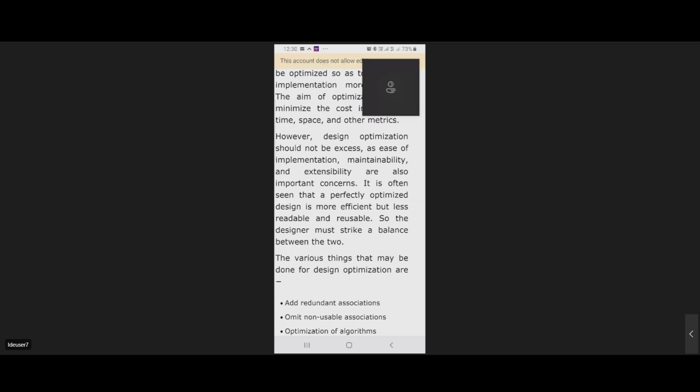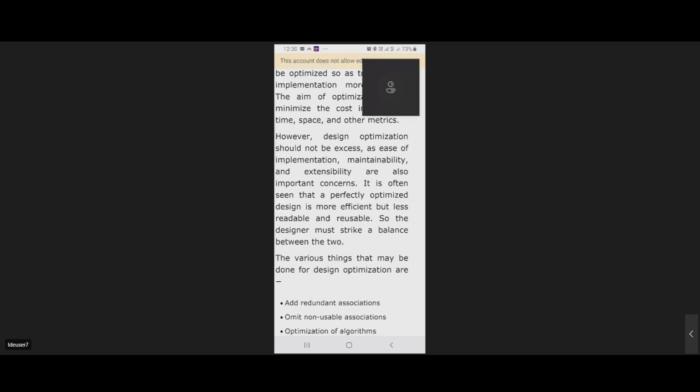The various things that may be done for design optimization: add redundant associations, omit non-usable associations, optimize algorithms, and save derived attributes to avoid the recomputation of complex expressions.